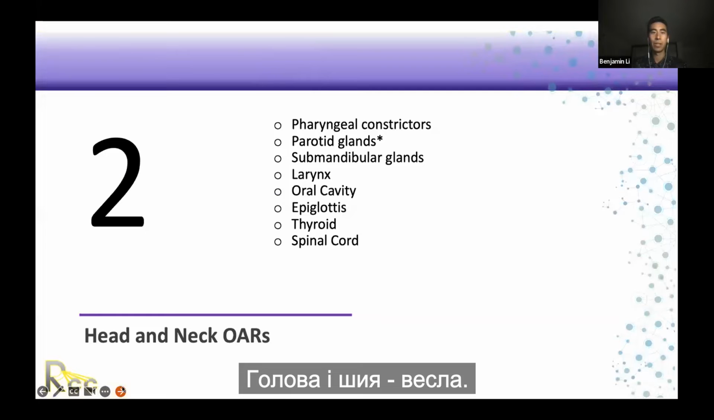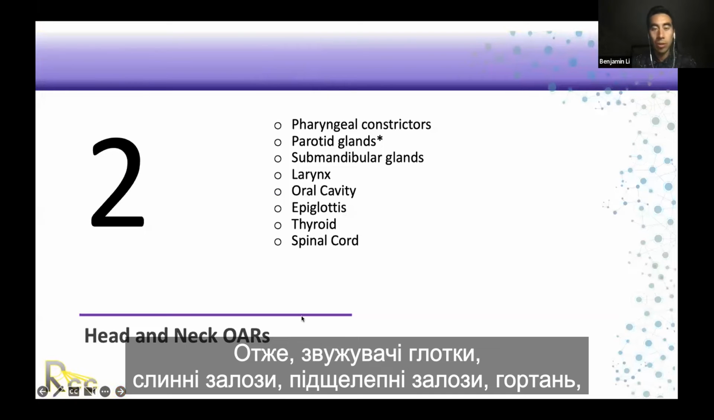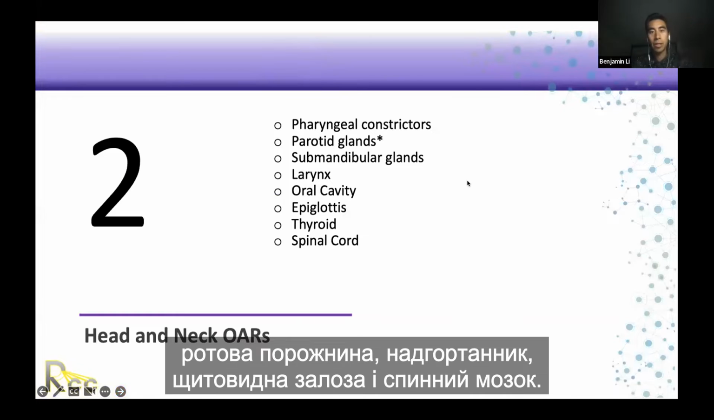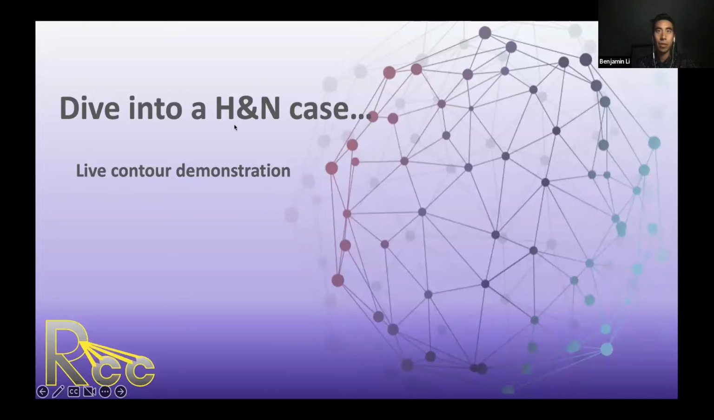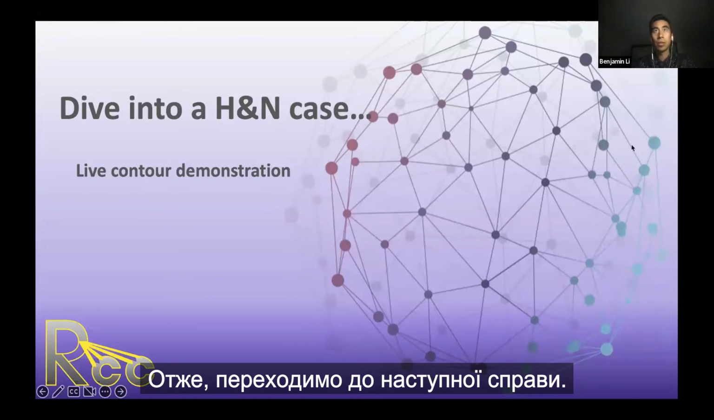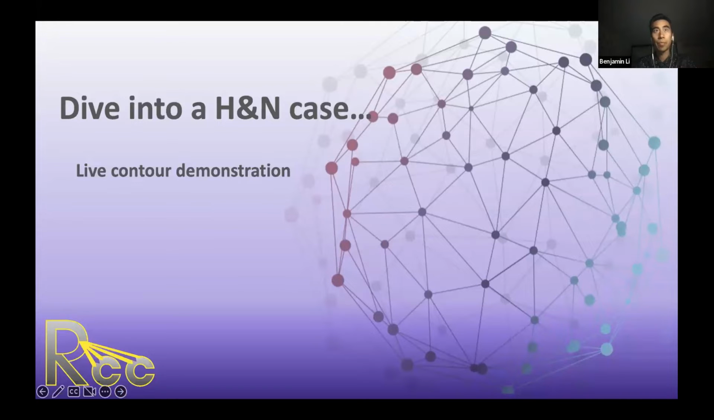Head and neck OARs. So pharyngeal constrictors, parotid glands, submandibular glands, larynx, oral cavity, epiglottis, thyroid, and spinal cord. These are the OARs that we haven't talked about that we're going to go through here. So going to our next case.